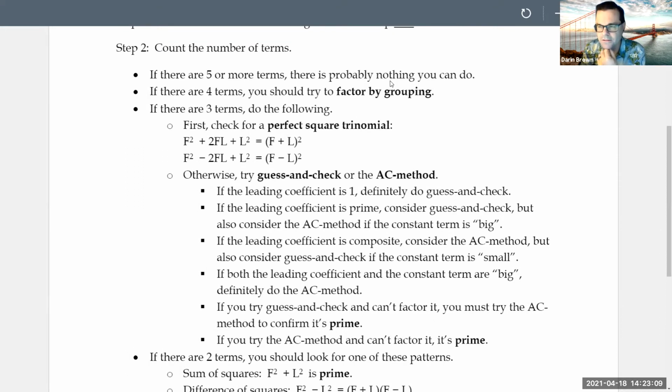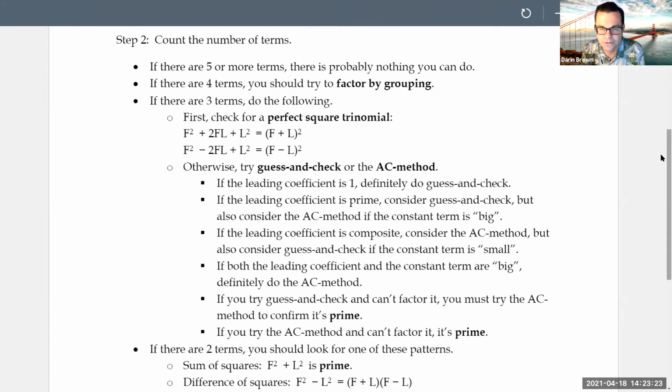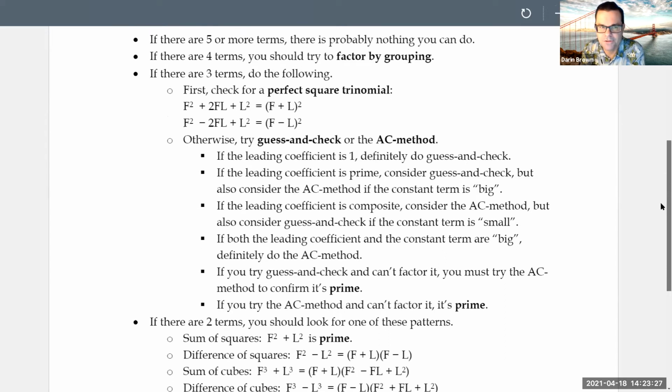There are some tricks, some slick things that we could go over that sometimes work, but if there's more than 4 terms, you probably are not going to be responsible for knowing how to factor that, and no one's going to hold you to that. So you can just say, well, I'm not going to worry about this. So then it leaves 4, 3, or 2 terms.